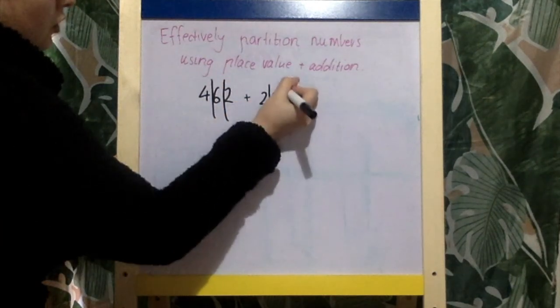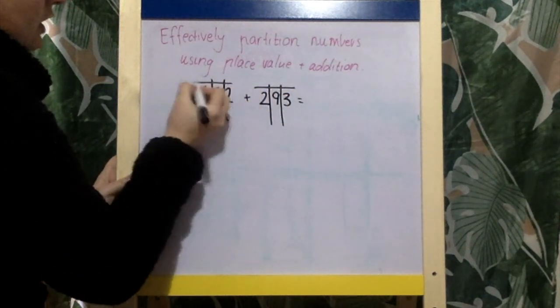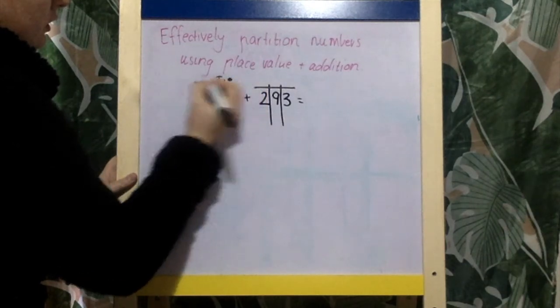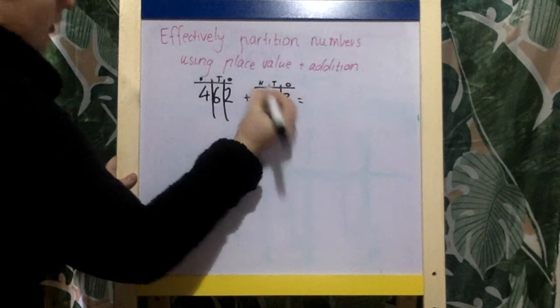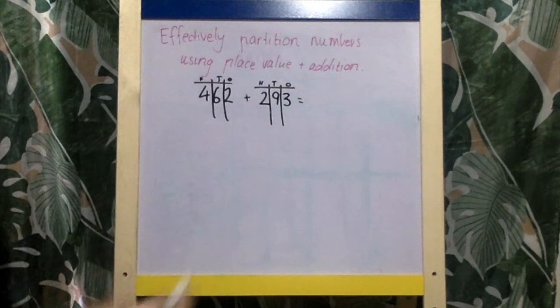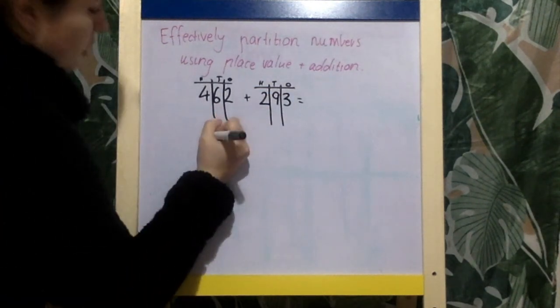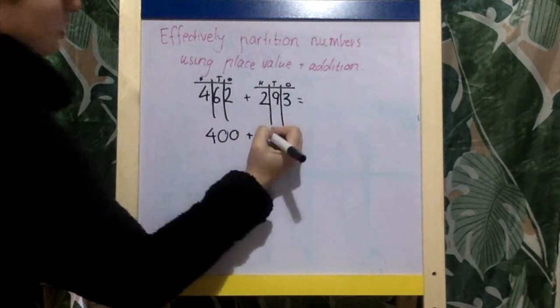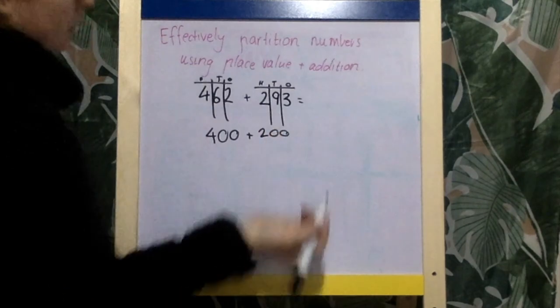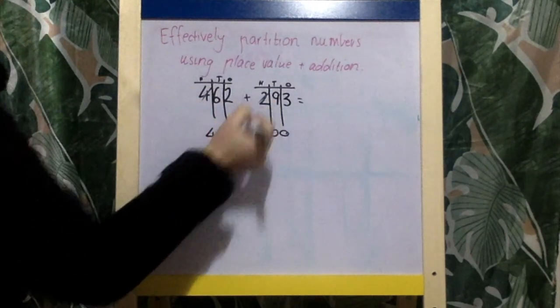So if we were to draw little tables with our place value chart, we'd find that we've got 400 plus 200 here. So we've done that one.